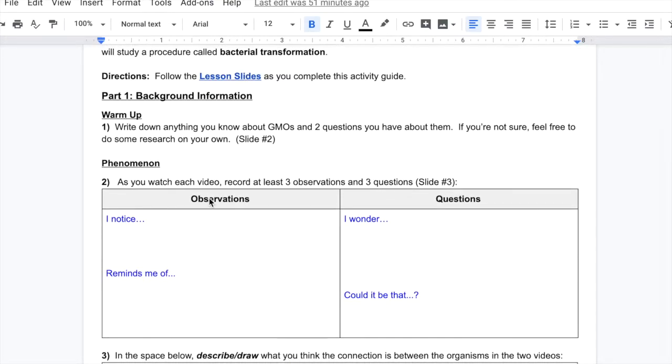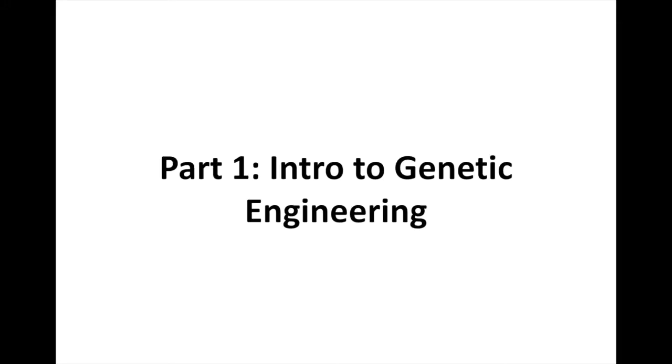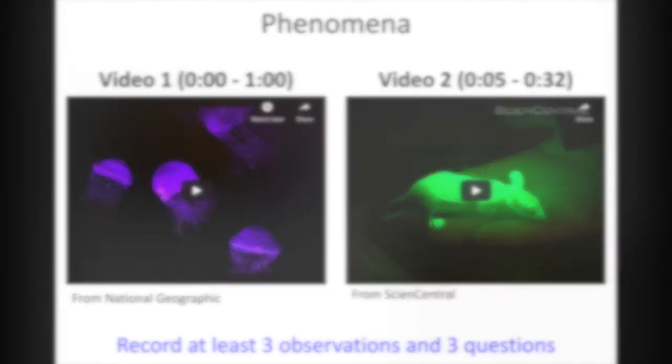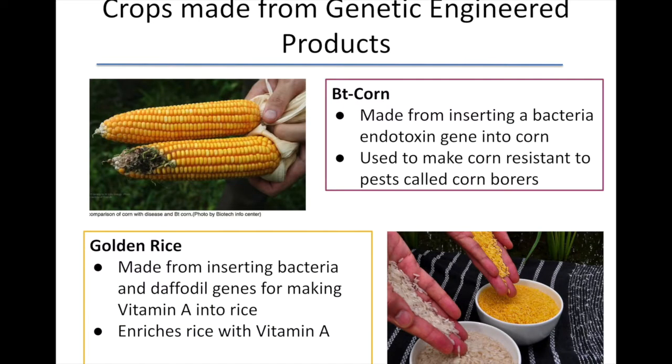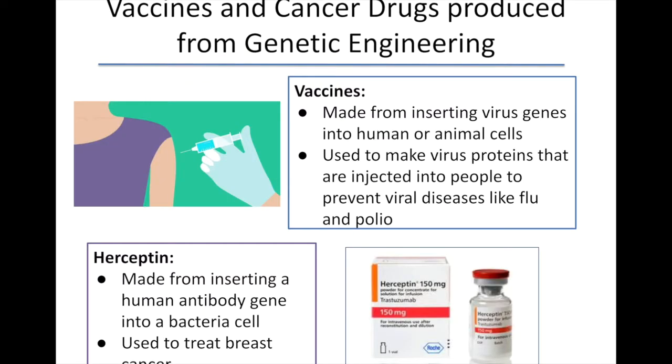Students begin the lesson by watching and making some observations in their student guides about 2 short videos that feature organisms with green fluorescent proteins. Then, they'll learn about some existing crops, foods, medicines, and yes, burgers that have been genetically modified.